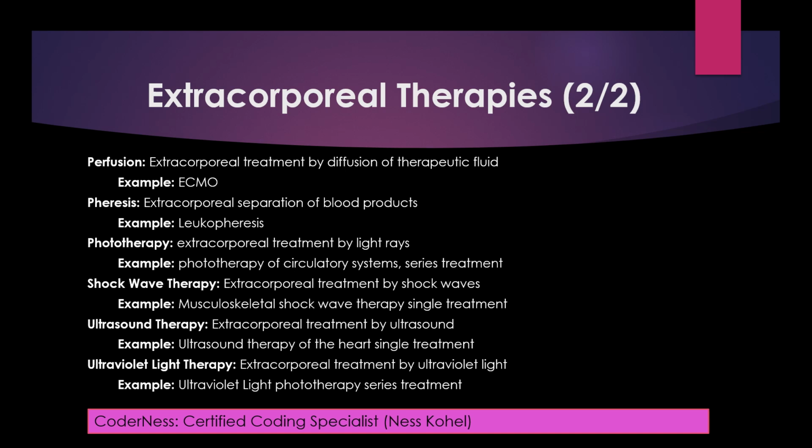Perfusion is extracorporeal treatment by diffusion of therapeutic fluid. An example is ECMO. Pheresis is extracorporeal separation of blood products. Example is leukapheresis. Phototherapy is extracorporeal treatment by light rays. Example is phototherapy of circulatory system, series treatment. Shockwave therapy is extracorporeal treatment by shockwaves. Example is musculoskeletal shockwave therapy, single treatment.